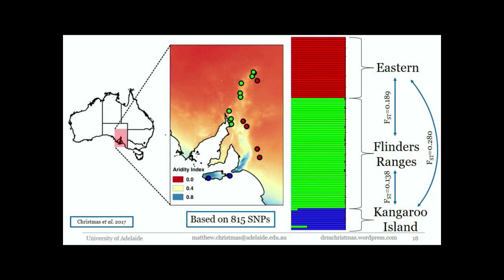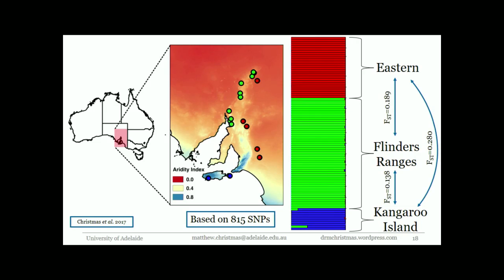So I sampled 17 populations across the range, represented by these colored dots, and five individuals were collected per population. And the first step was to assess the neutral genetic diversity and structure in these populations. So using 815 SNPs, I identified three distinct genetic clusters. So we've got this blue Kangaroo Island cluster in the south, we've got this eastern cluster, and then we've got this Flinders Ranges cluster. And this was quite interesting and perhaps a bit surprising, that what looks like a continuous distribution on the mainland has these distinct genetic clusters.